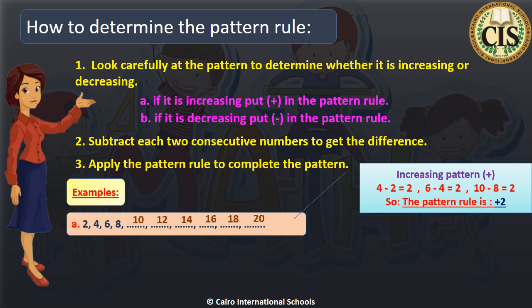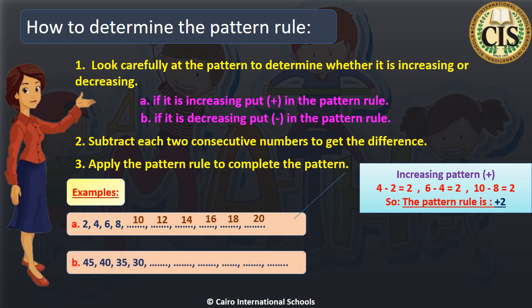Number 1, increasing pattern, so put plus. Number 2, subtract each two consecutive numbers, 2 and 4. Big number minus small number. 4 minus 2 equals 2. 6 minus 4 equals 2. 10 minus 8 equals 2. So the pattern rule is plus 2. Plus because it's increasing and 2 is the difference.